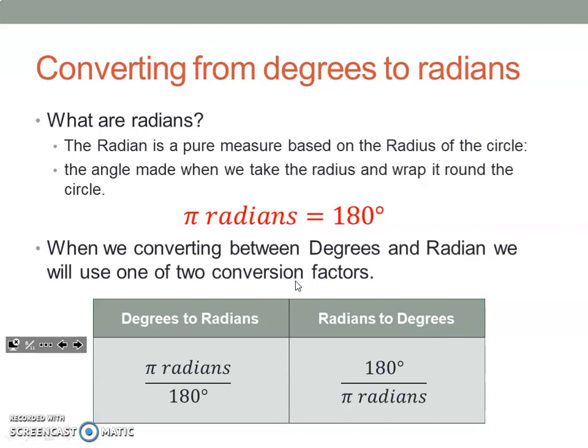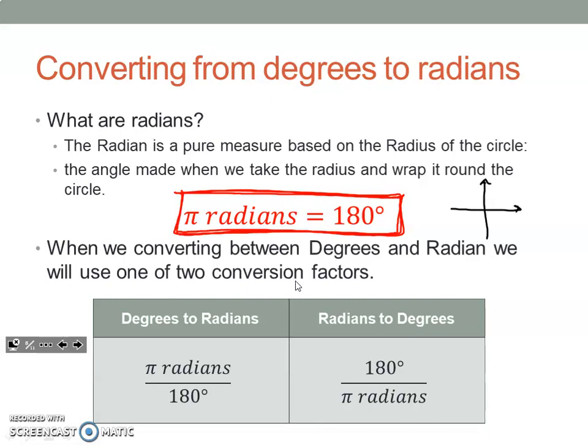So the big measurement that you guys need to know is that pi radians equals 180 degrees. Okay, so if I was talking about my angles of rotation like I did earlier, I could move my terminal side over to here, and I could say that's 180 degrees. Or I could move my terminal side over here, and I could say that has pi radians. That would be what its rotation would be.